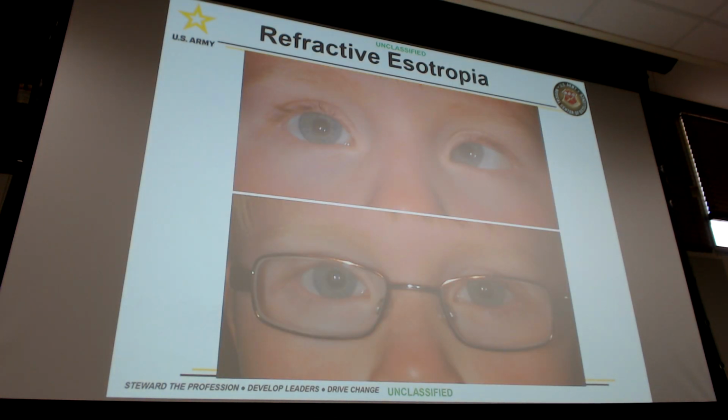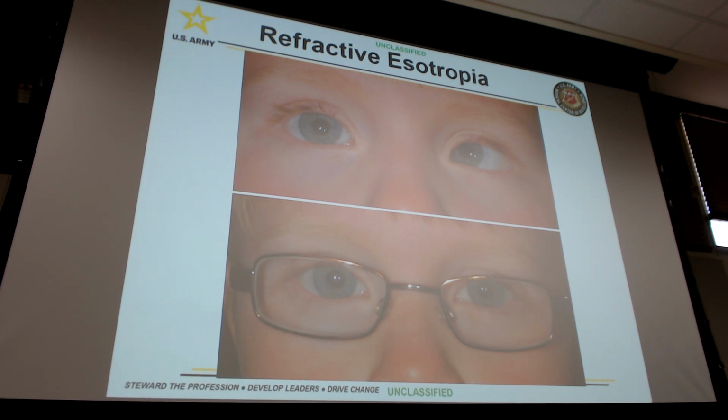This is what refractive esotropia looks like, okay? So this patient here obviously has an eye turn, okay? That left eye is turned inwards, in meaning ESO means in, okay? Esotropia. EXO is out. Okay, so left esotropia. But the reason that eye is turned in actually has a refractive component to it. So this left eye is probably like a +6. The right eye is probably plano.